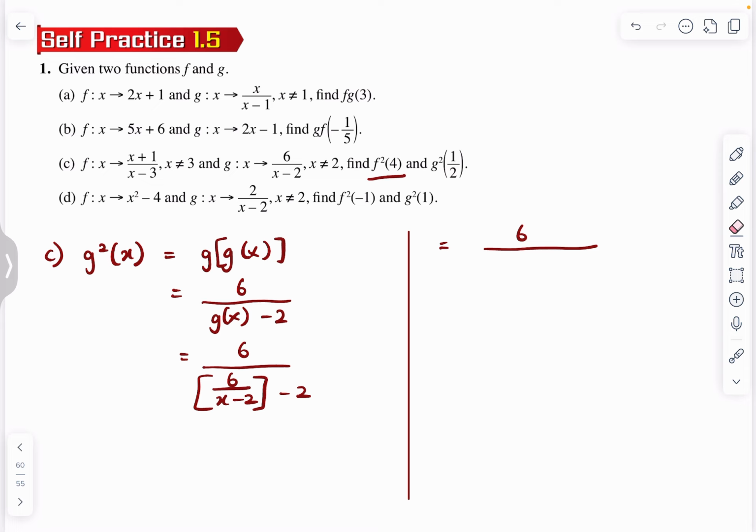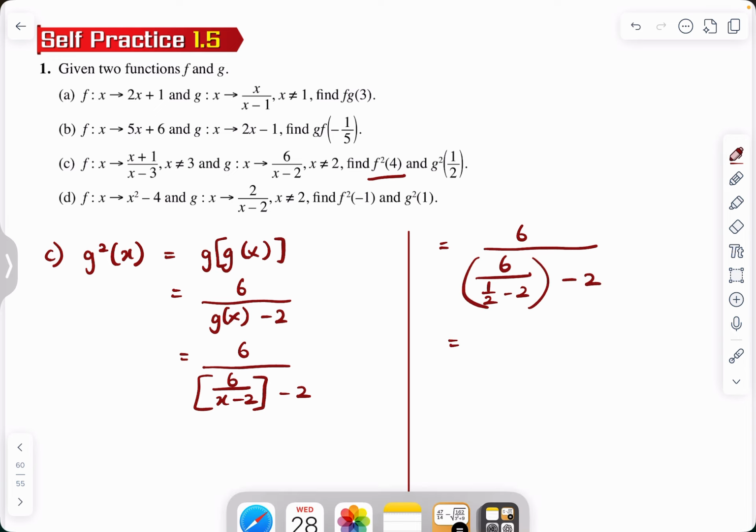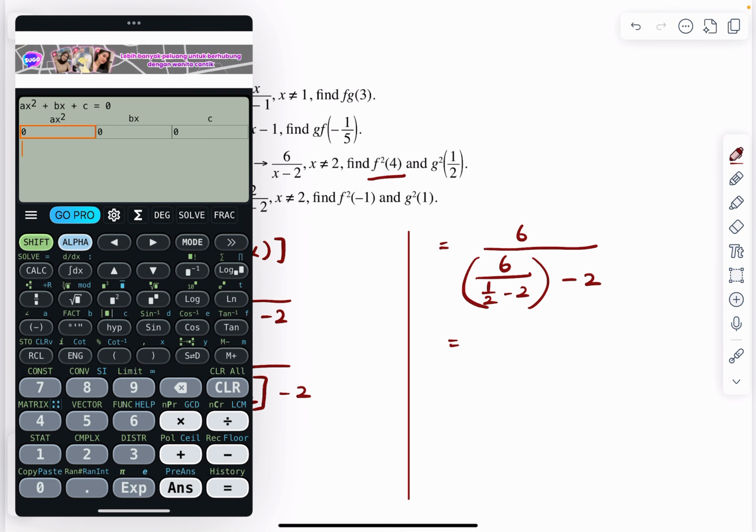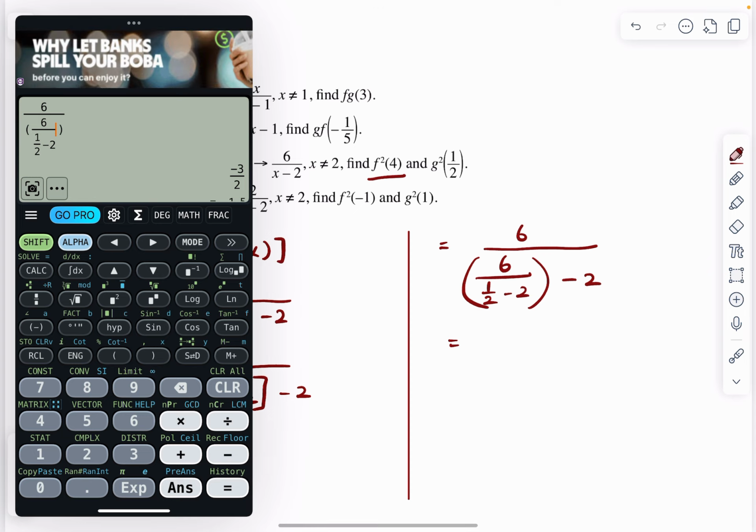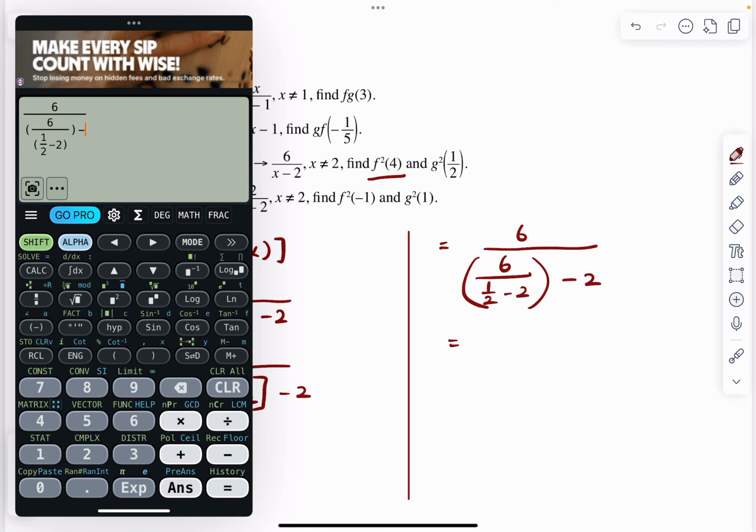So what we can do here is 6 over 1 over 2 minus 2, minus 2. So you can use your calculator. So we get 6 over 1 over 2 minus 2, whole thing bracket. There's so many fractions here. Let's put bracket here lah. Okay, 6 over this whole thing minus 2. Our answer is negative 1.